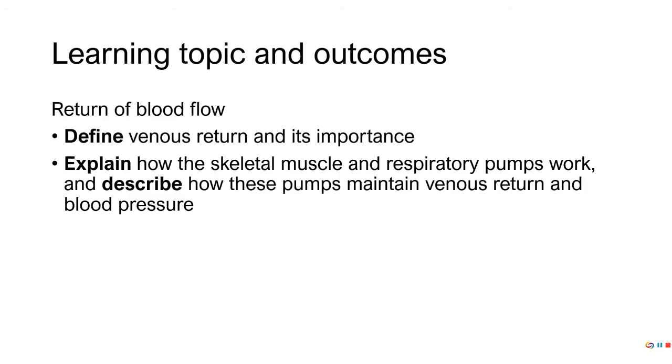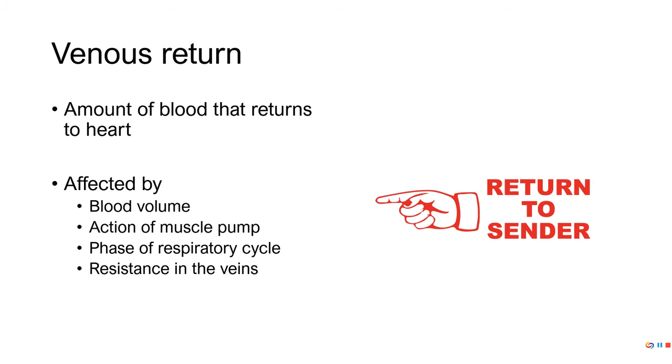We're going to talk about how we maintain blood flow, and get blood flow back to the heart, which is extremely important during exercise because we're actually pumping out a lot more blood than we are at rest. So venous return is just the amount of blood that returns back to the heart. And this is affected by several things: blood volume, your muscle pump, whether or not it's activated, the respiratory cycle, which is related to the respiratory pump that we'll talk about, and the amount of resistance in the veins. So are they dilated, are they constricted, that sort of thing. All of these variables affect how much venous return is occurring.